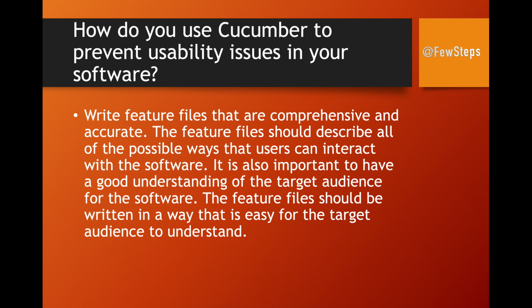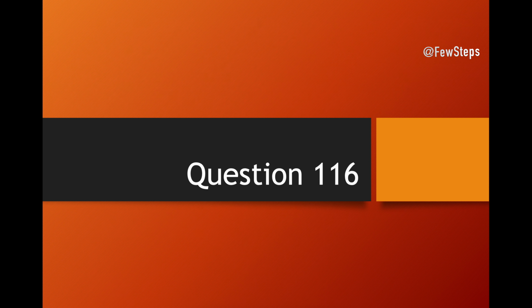Question 115. How do you use Cucumber to prevent usability issues in your software? Write feature files that are comprehensive and accurate. The feature files should describe all of the possible ways that users can interact with the software. It is also important to have a good understanding of the target audience for the software. The feature files should be written in a way that is easy for the target audience to understand.